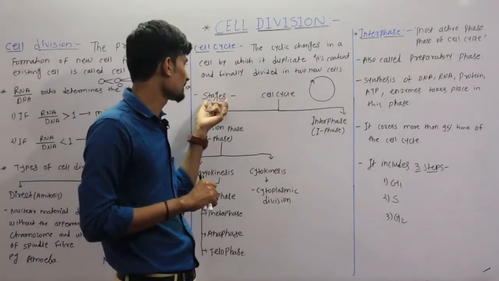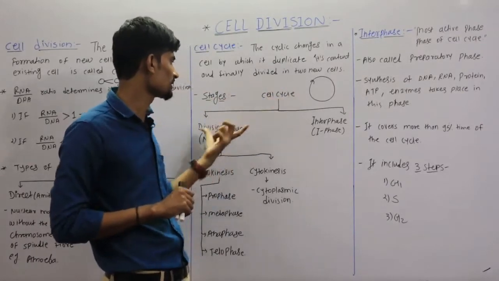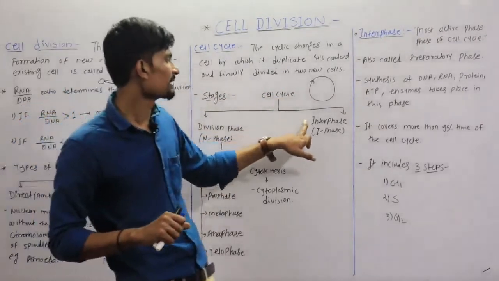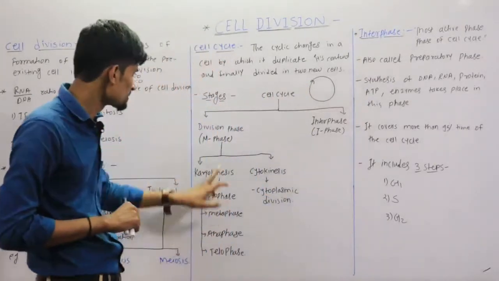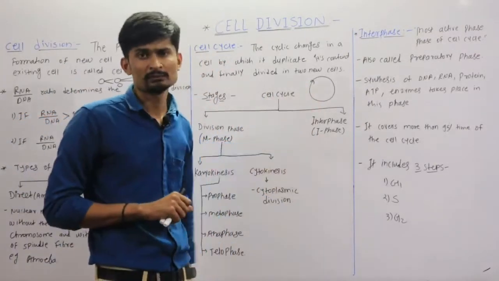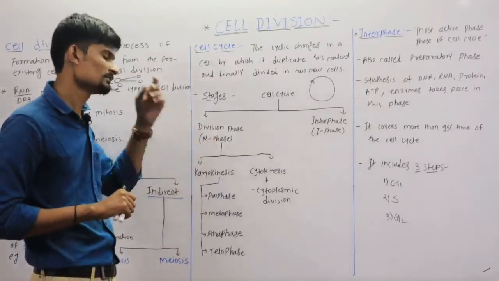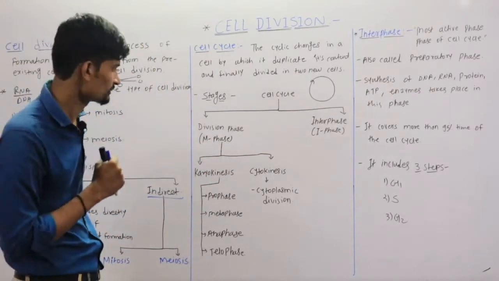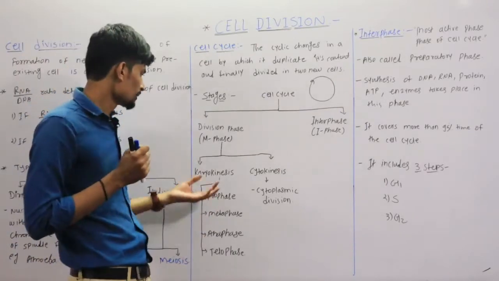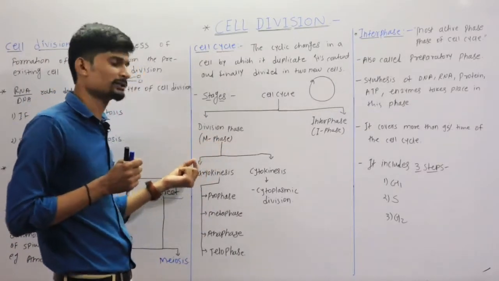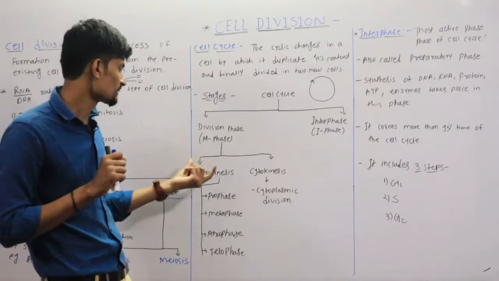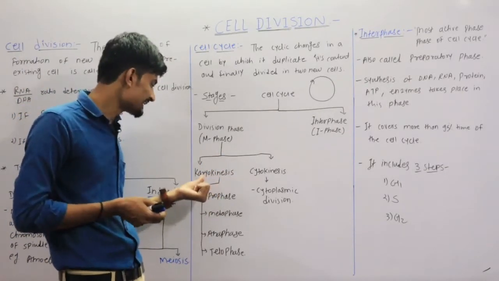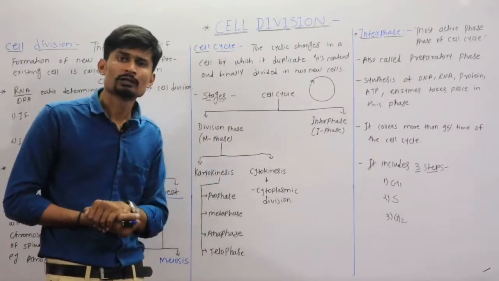Now this cell cycle has stages. The cell cycle is basically divided into two phases, division phase and interphase. The division phase is also called the M phase, which is the mitotic phase or meiotic phase. This division phase again has two substeps, karyokinesis and cytokinesis.